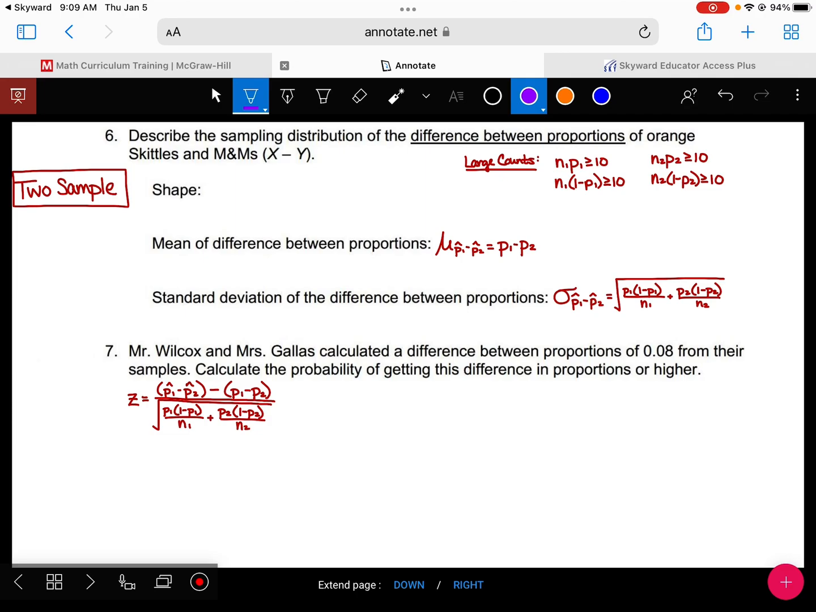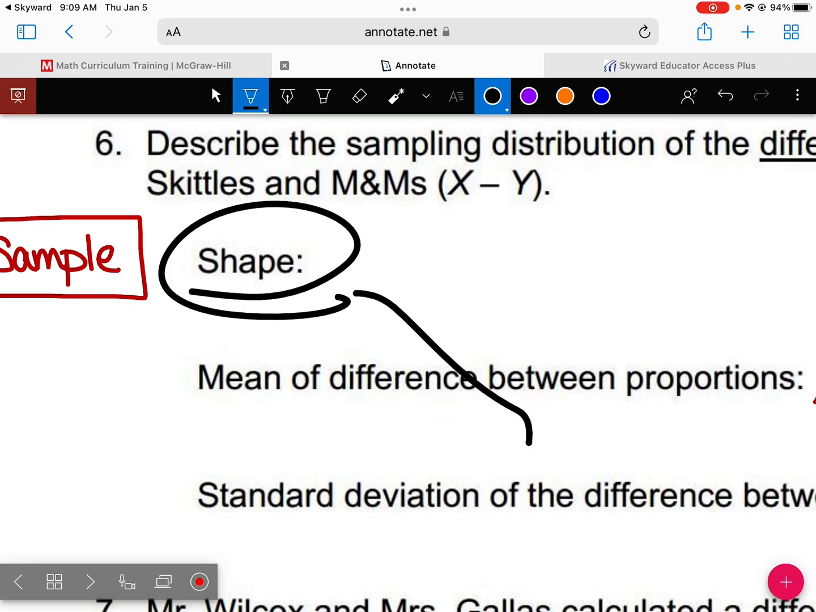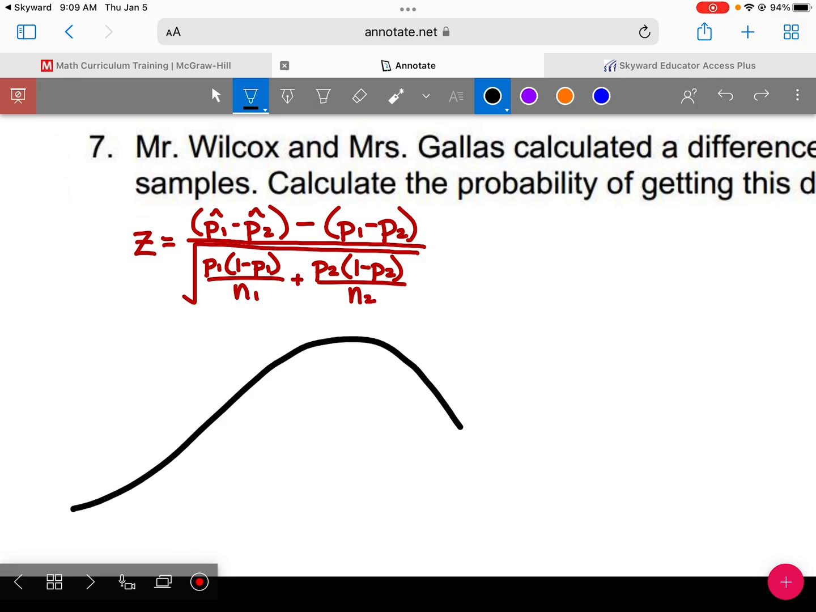Mr. Wilcox and Mrs. Gallus calculated a difference between proportions of 0.08 from their samples. Calculate the probability of getting this difference in proportions or higher. We said that this was distributed how? How did we describe our shape? Approximately normal. So I'm going to use that to help me answer this question down here. It is approximately normal.